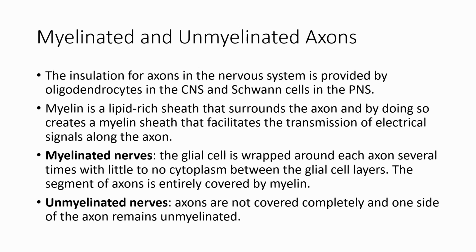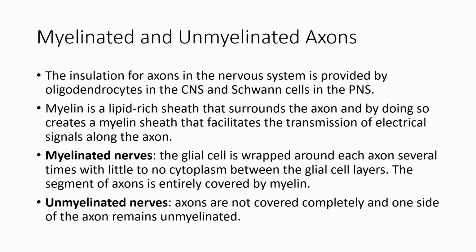Now, why myelin? What's the whole point of myelin? The myelin provides insulation for axons, whether it's provided by the oligodendrocytes in the central nervous system or the Schwann cells in the peripheral. That myelin is a very lipid-rich sheath, so it's a fat-based sheath, and it's going to help transmit things faster. So the little electrical signals that travel along the axon can travel faster when myelin is involved. And so the nerves that have myelin are called myelinated nerves, right?